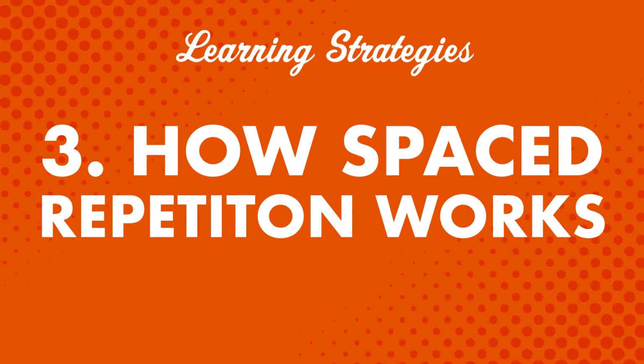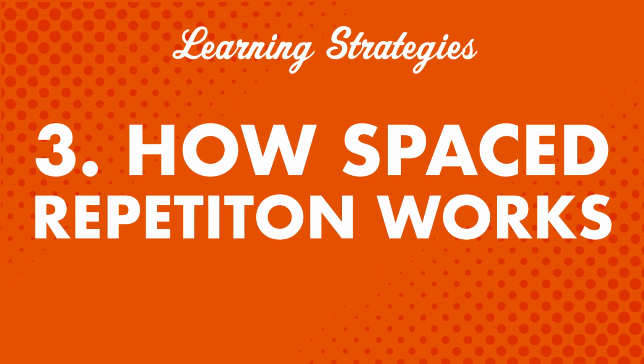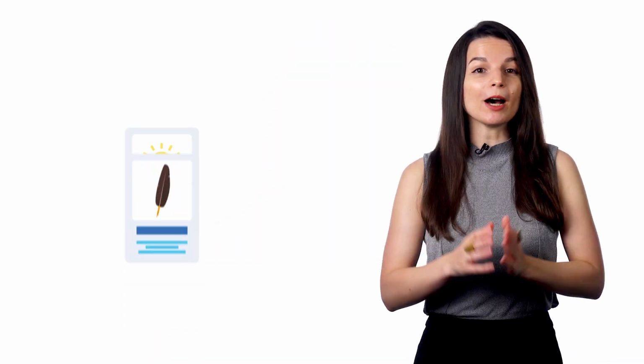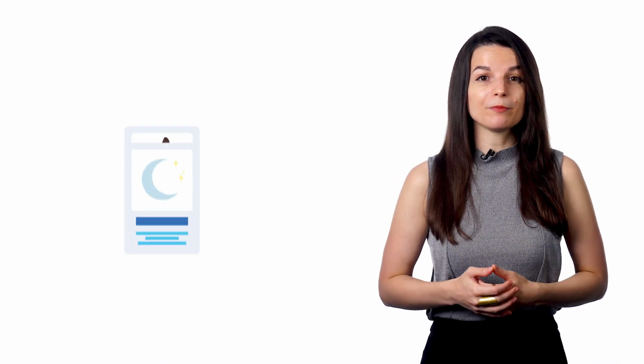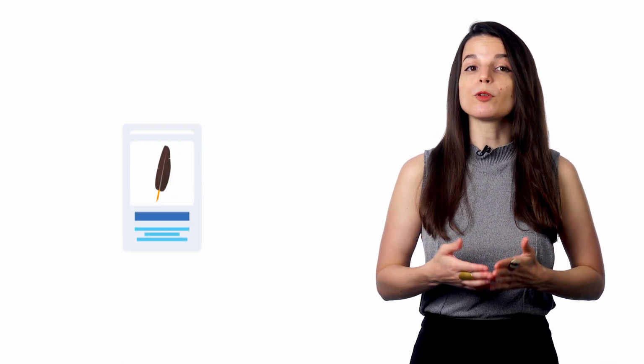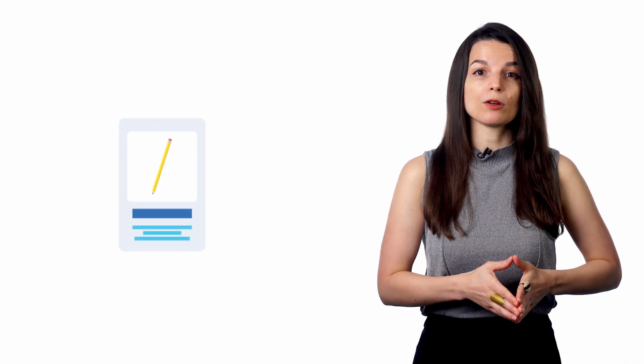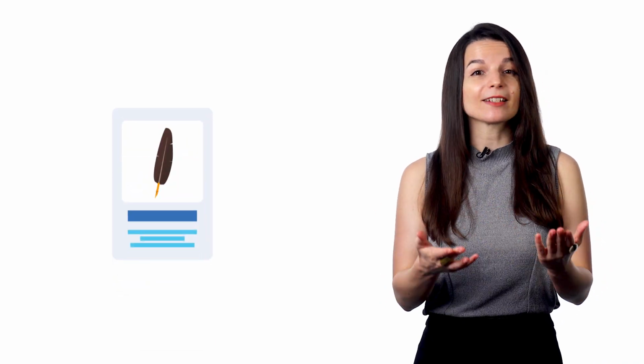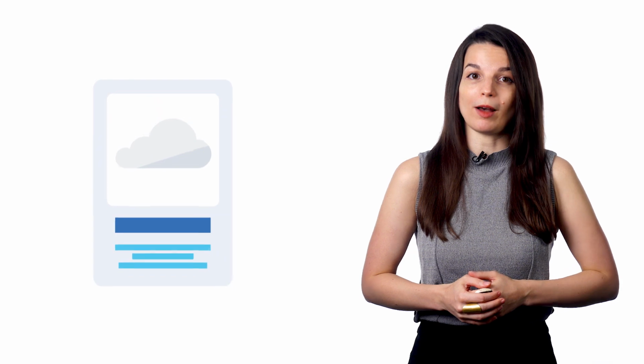Third, how spaced repetition works. This is the part of the tool that makes the flashcard so powerful. If you get a word wrong, you'll see that card more often until you get it right. The card will keep popping up until you remember the answer. Spaced repetition flashcards help you focus on the words you don't know yet, or the words you're weak with, instead of asking you to review words you already know well.